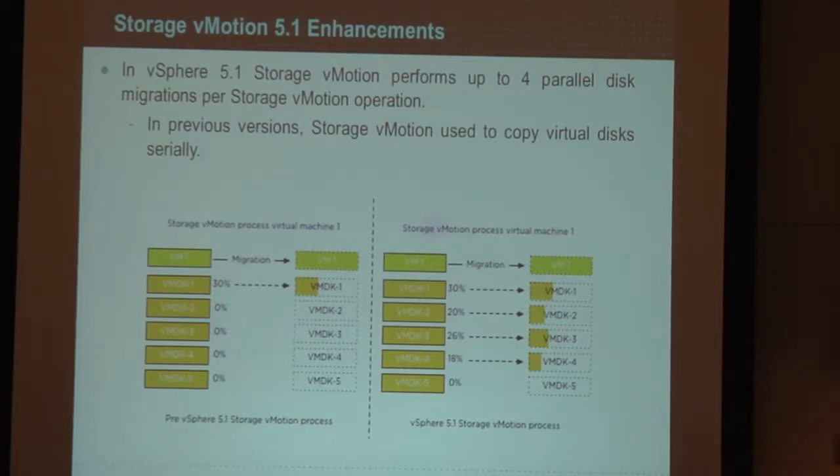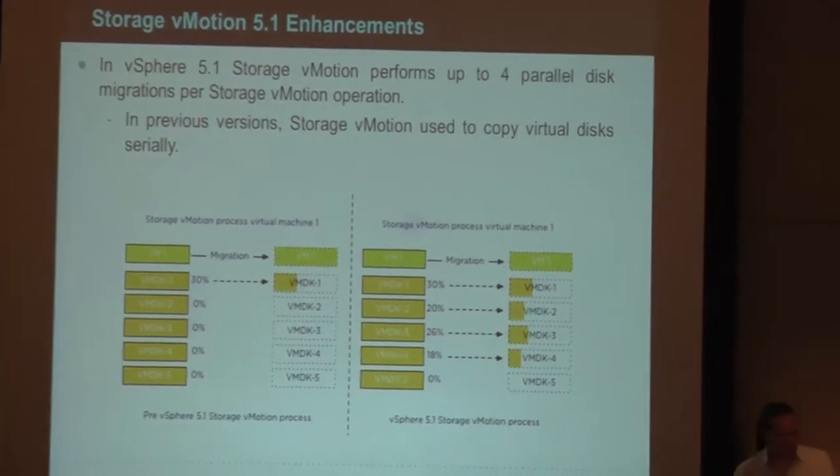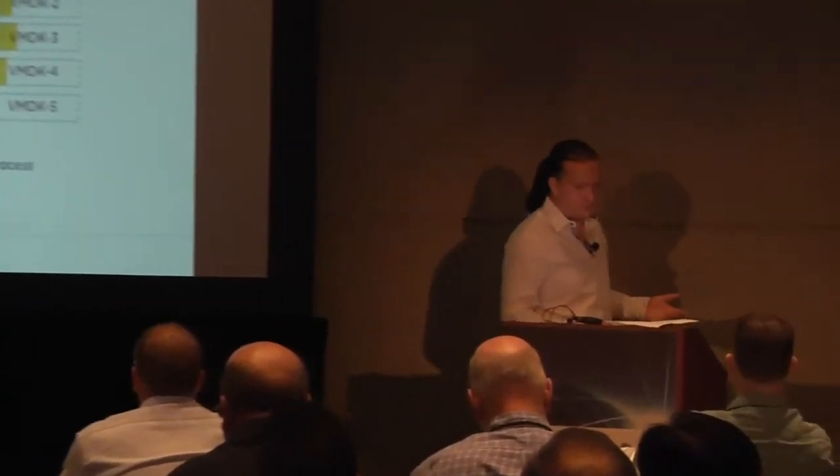So related to VDI, I guess you could say, if you have storage vMotion PVS machines, which usually have a couple of disks, then that's going to happen a lot quicker.